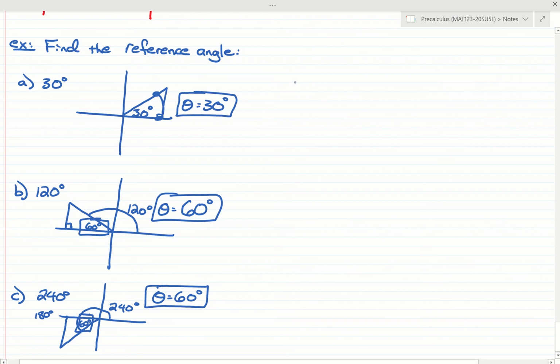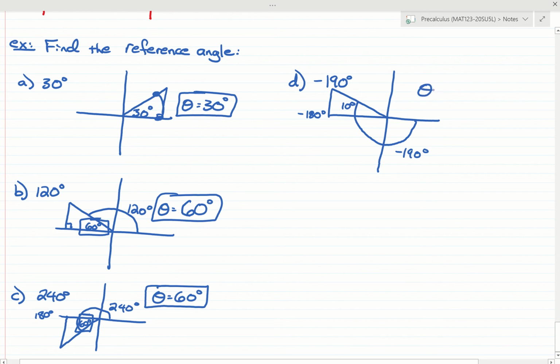How about, let's do some negative angles. What about if we had negative 190 degrees? Well, negative angles, we go this direction. This would be negative 90, this would be negative 180, and we're going to go a little bit more to get to negative 190 degrees. What's the fastest way to get to the x-axis? We went negative 190. 10 degrees would get us to the x-axis. Now you don't want to say negative. Reference angles are always positive. So just 10 degrees would be our answer here.